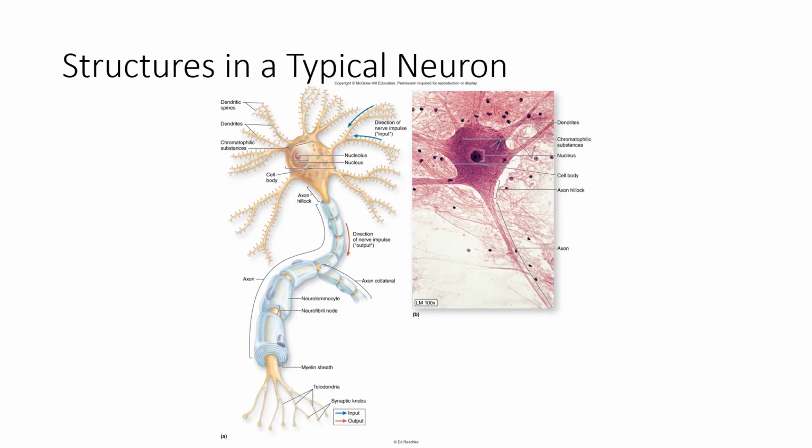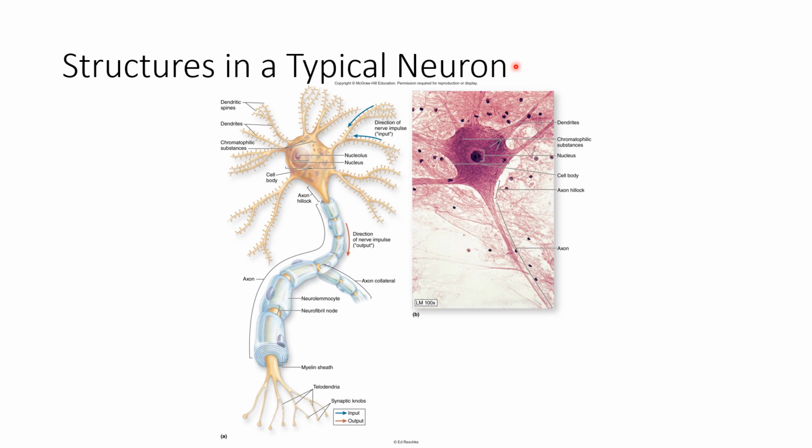Hello everyone. Today we're going to talk about neurons and the cells that support them that are known as glial cells. Let's talk about the structure of a typical neuron. A neuron is basically a nerve cell. Neurons can actually live for a pretty long time. Our neurons can last us for over 100 years.